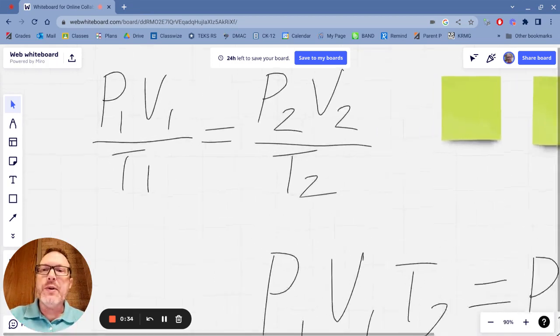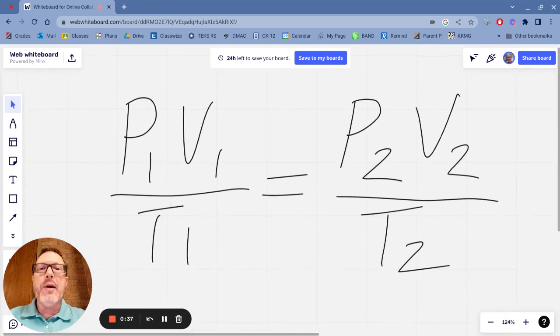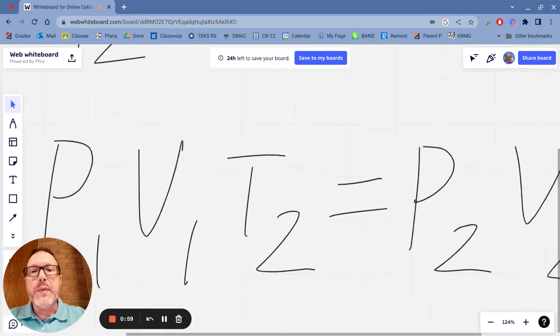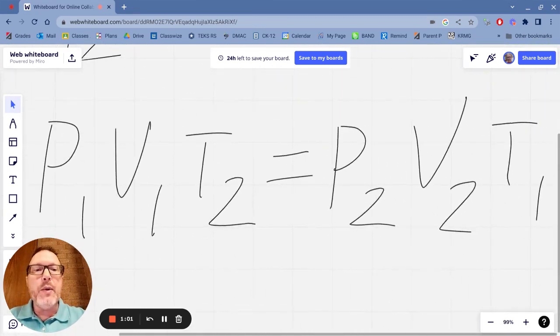So I want to introduce you to the combined gas law, okay? And that's this right here. It's P1V1 over T1 equals P2V2 over T2. Now, if you have sharp eyes, you might notice that basically this is all three of the laws we've talked about so far just kind of jammed into one thing. Another way that it can be written is right here. P1 times V1 times T2 equals P2 times V2 times T1.